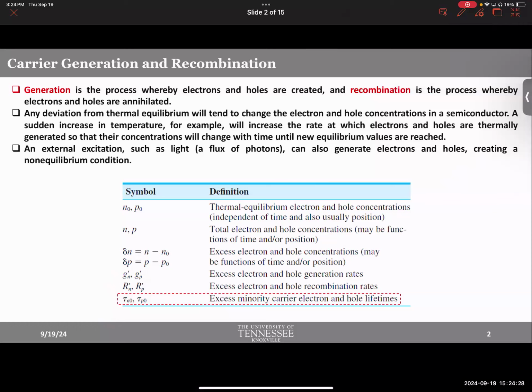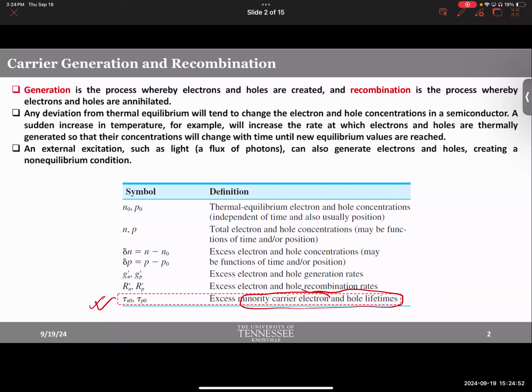Similarly, recombination for electron, recombination for hole. And since this is a rate of recombination, we're going to use prime. So that covers the other line as well. Finally, and this is also marked here, this is very important, tau. This is known as minority carrier lifetime.